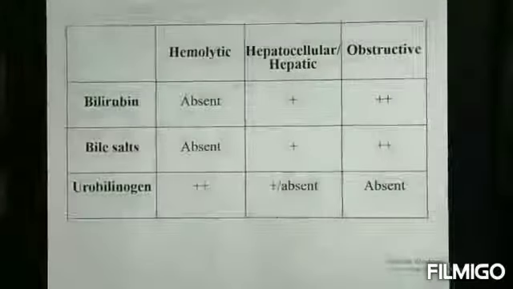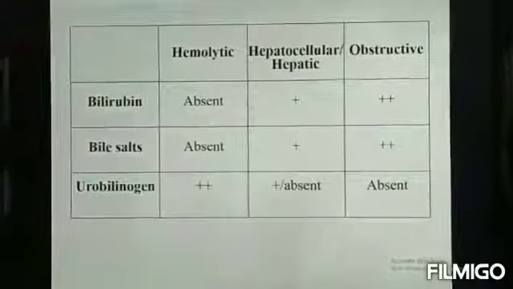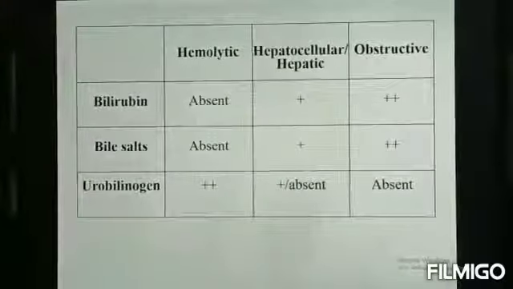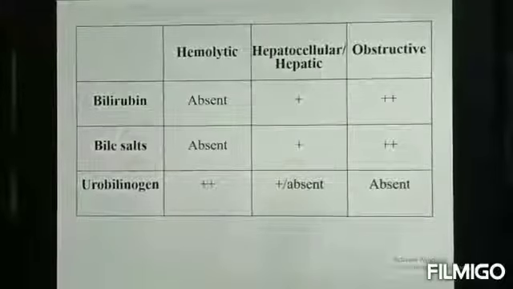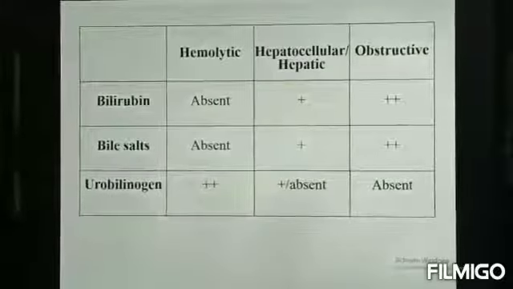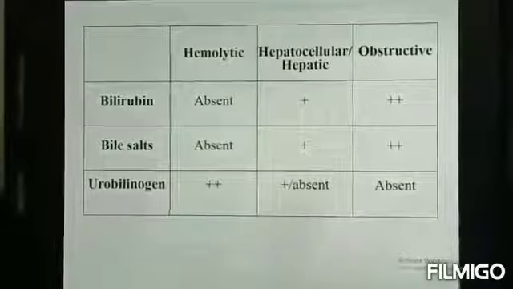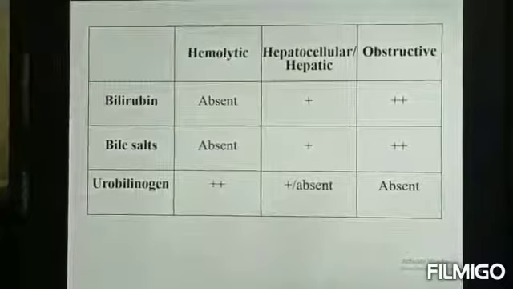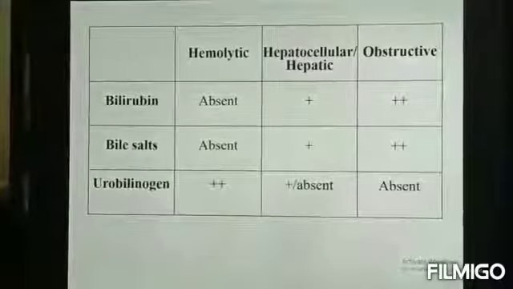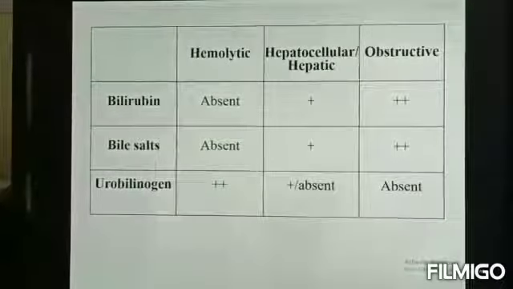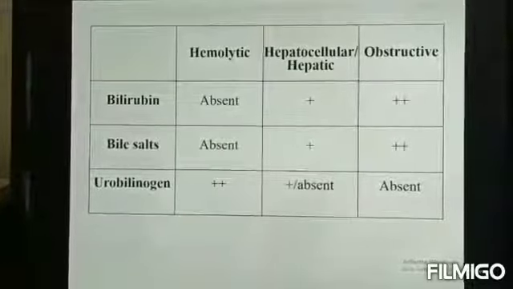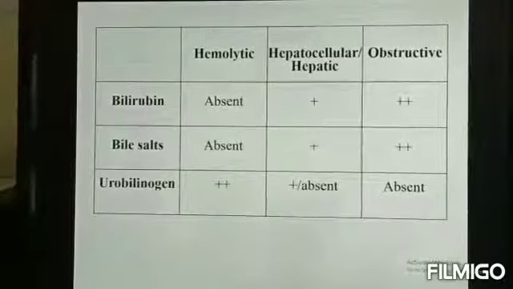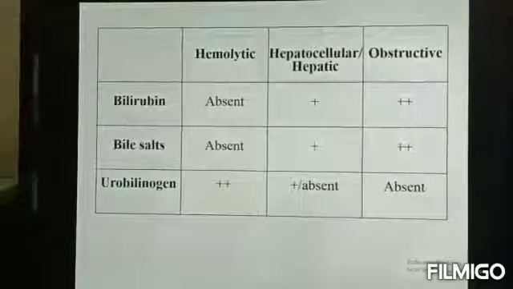This is the chart useful for the differential diagnosis of jaundice: hemolytic, hepatic and obstructive or post-hepatic jaundice. Bilirubin is absent in hemolytic jaundice, present in hepatic and obstructive jaundice. Bile salt in the urine is present in hepatic and obstructive jaundice and absent in hemolytic jaundice. Urobilinogen is present in hemolytic jaundice and absent in hepatic and obstructive jaundice.